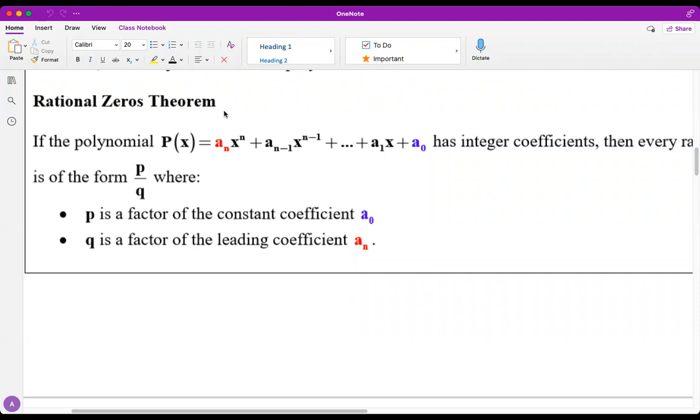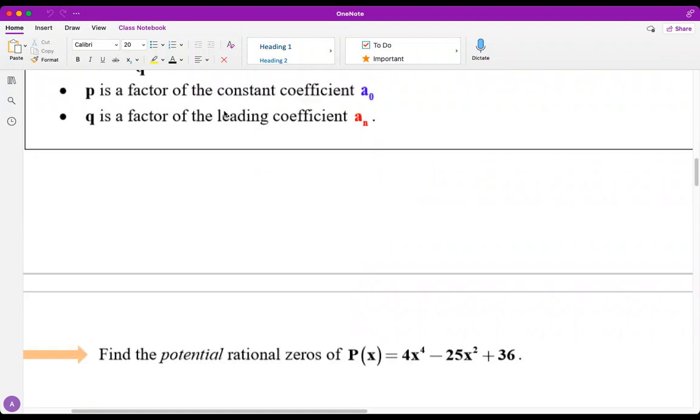So it says that we have values of p. P is a factor of the constant coefficient. What that means is the letter p, which I'm going to call p's and q's, the p is the list of all numbers that divide the constant in our polynomial. Q is the list of all numbers that divide the leading coefficient, so the number in front of your highest power term.